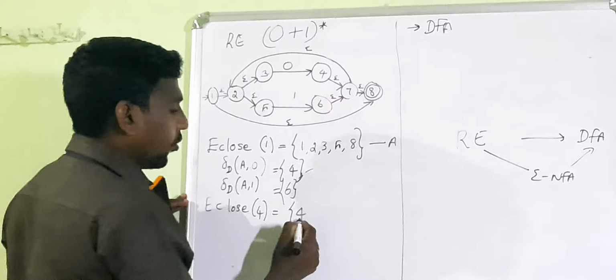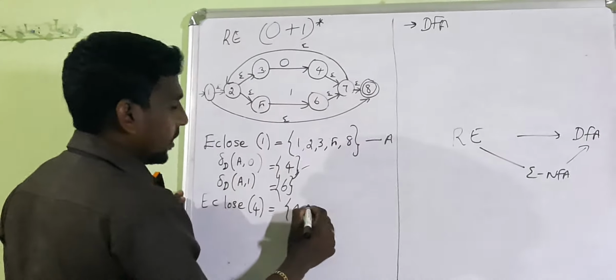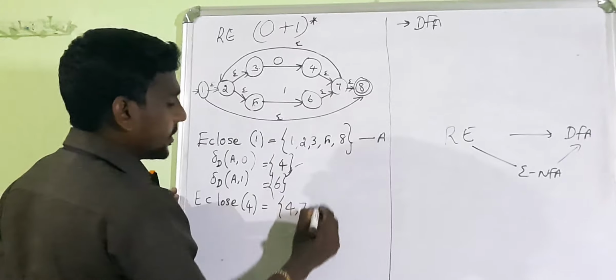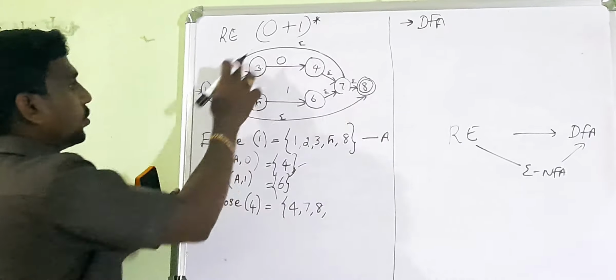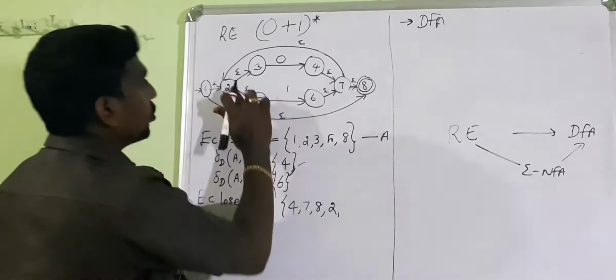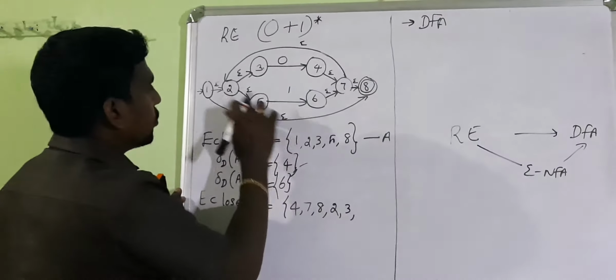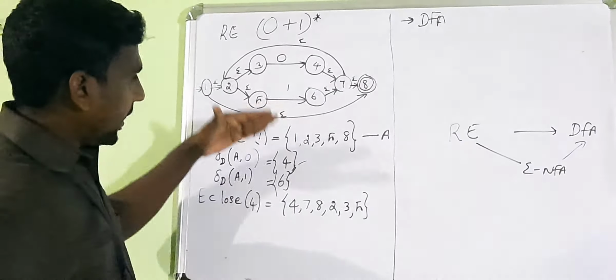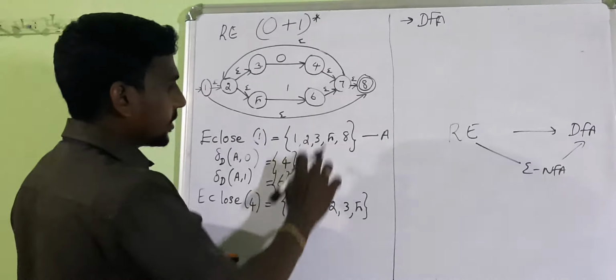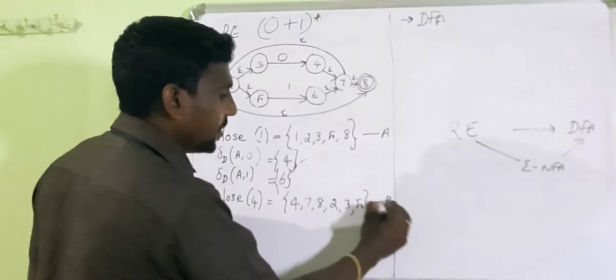Clear? See, once again 4, from 4 to 7. I am going to write 7. 7 to 8, and 7 to 2, 2 to 3, and 2 to 5. Okay, and I want to check A and B, A and this state. This is the new state, so I have to mark it as B.